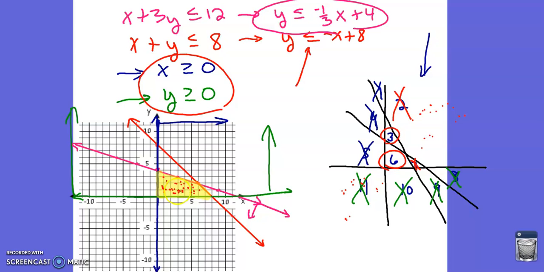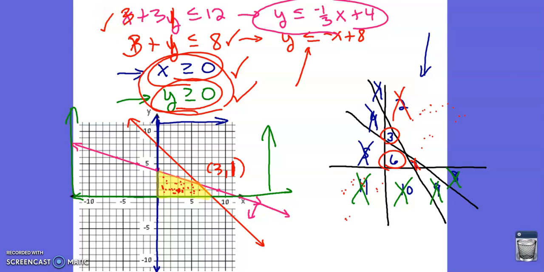So I'm going to test the point 3, 1. Is y greater than 0? Yes, it is. Check. Is x greater than or equal to 0? Yes, it is. Check. So you literally just check them. I'm plugging in 3, 1. If I put 3, 1 right here, is that less than or equal to 8? Check. If I put 3, 1 inside of there, is it less than or equal to 12? Yes, it is. Check. It works on all 4 inequalities.